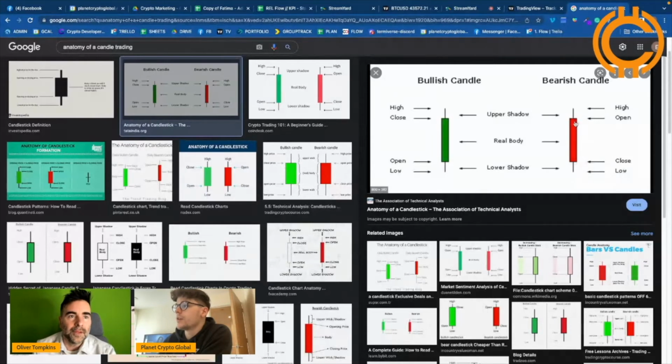Should I say the close? Yeah. So highest point within that period, the lowest point within that period, the candle body closed lower than what it opened, meaning the sellers won that particular period.